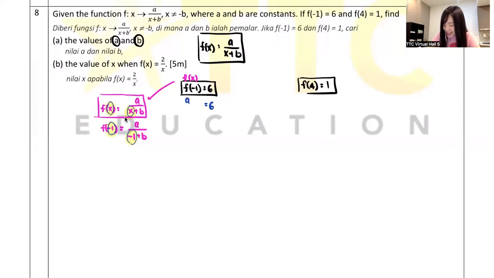So left side, isn't it a over -1 plus b? Okay, so far until here, then just move around. I repeat, you cannot cut or anything. You should move the denominator over. When you move it over, you must move the whole thing. Cannot move half, okay? 6 times -1, -6. 6 times b, isn't it 6b? Okay, just like that, I got my A.